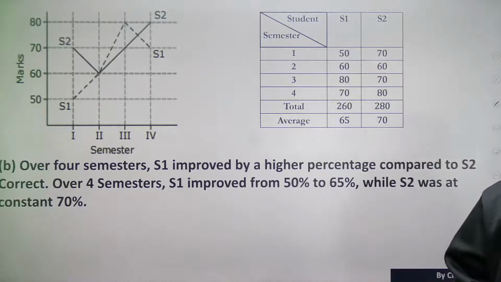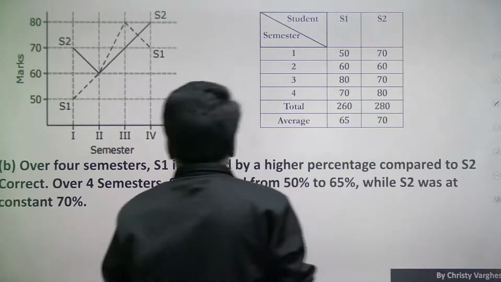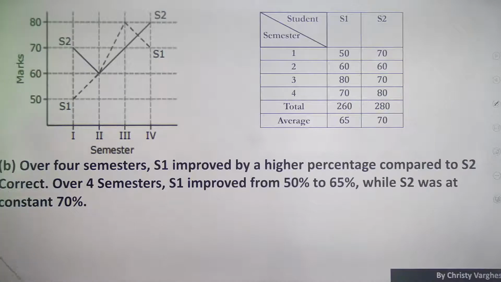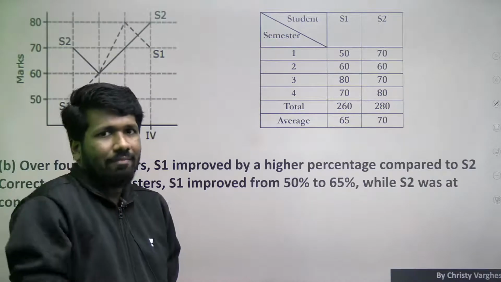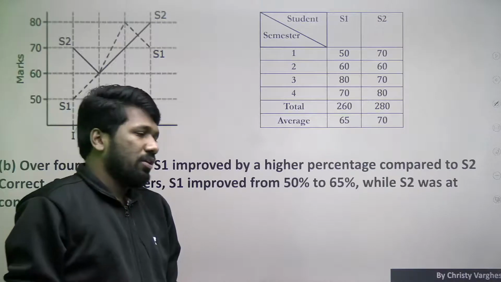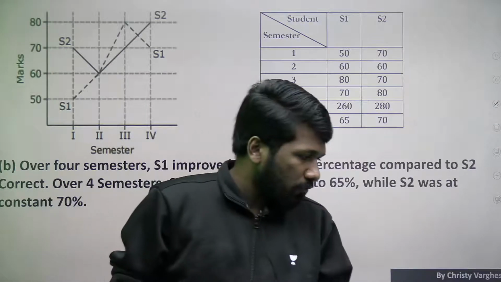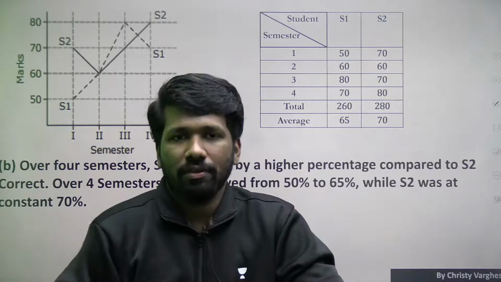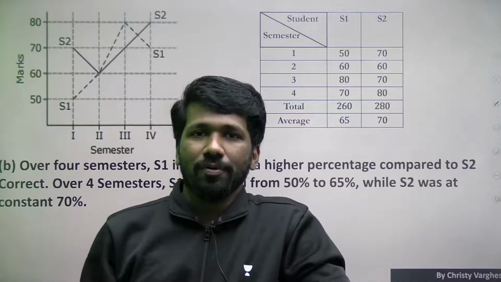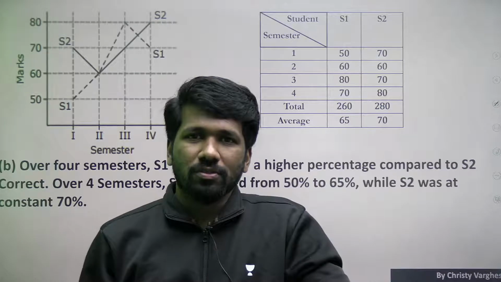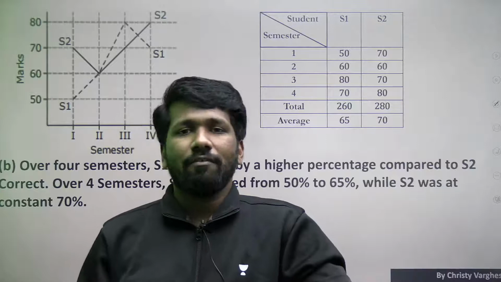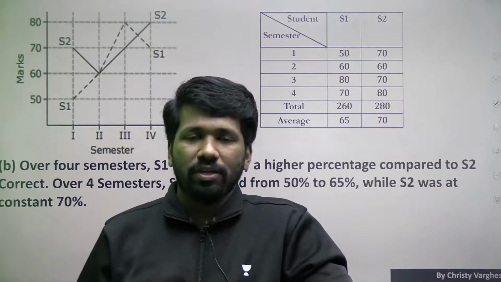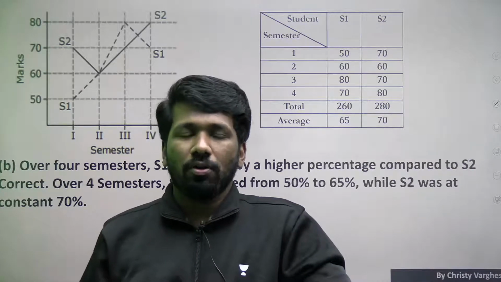Over 4 semesters, S1 improved by a higher percentage compared to S2. So actually, the more correct interpretation of improvement is from the initial value to the average value. Think about your MSc times, or if you are doing MSc or BTech or any other course now: in the first semester, how much mark you obtained, and finally, after all semesters are over, your average marks. Comparison of these two determines how much you have improved or not improved.